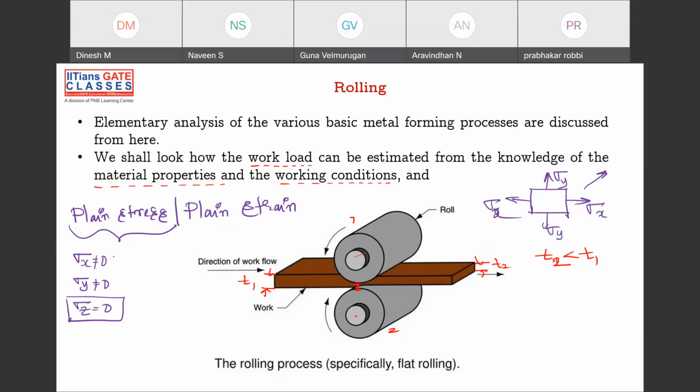Okay. So as sigma z is equal to 0, you can say that epsilon x is not equal to 0, epsilon y is not equal to 0, epsilon z also is not equal to 0, because as you're applying stresses, we don't know. Your strain can occur in any direction. We are not sure about it because of these things, right?